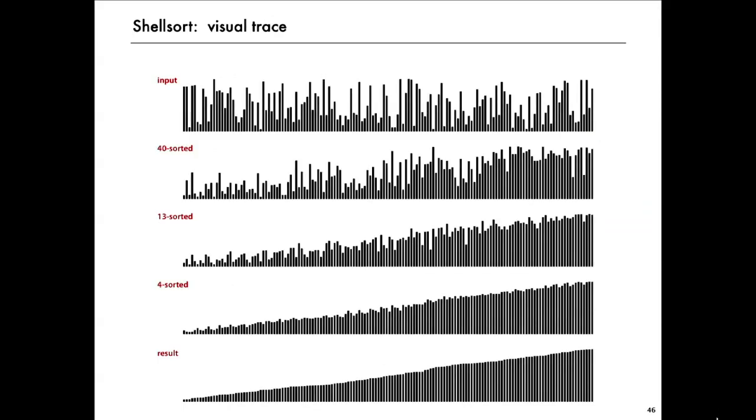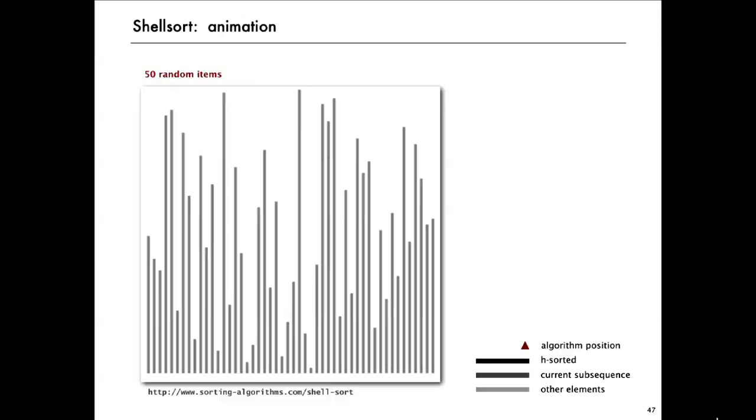Here's what it looks like for a bigger array. We start with randomly ordered input. And you can see that it gets more and more in order each time that we h sort for the decreasing values of h.